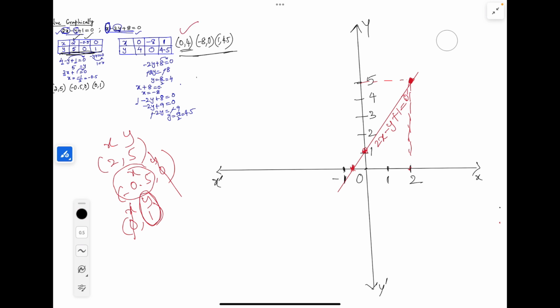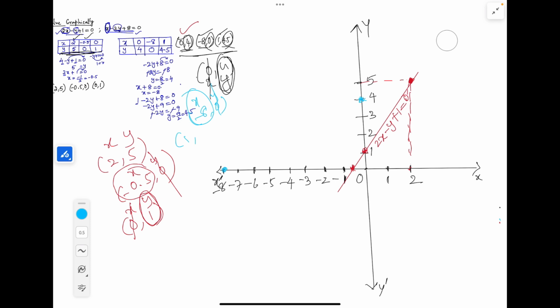For the second equation, if we observe here, we have 0, minus 8, 1. 1 we already have, on the negative side we have to mark till minus 8. First one is 0 comma 4, x followed by y. x is 0, so it will lie on the y-axis. On y, it is here, this is the point. Next one is minus 8 comma 0, x followed by y. So y is 0, so it will lie on the x-axis at minus 8, which is here.